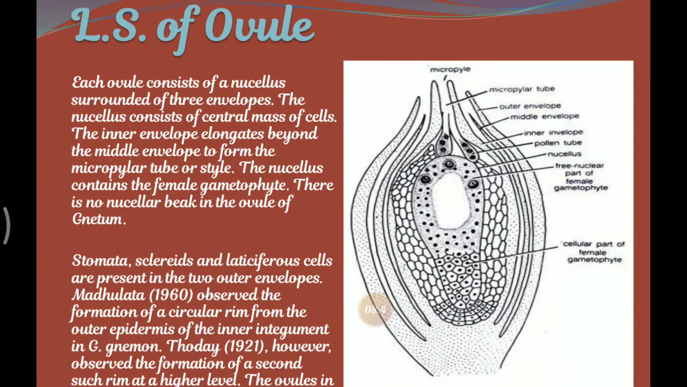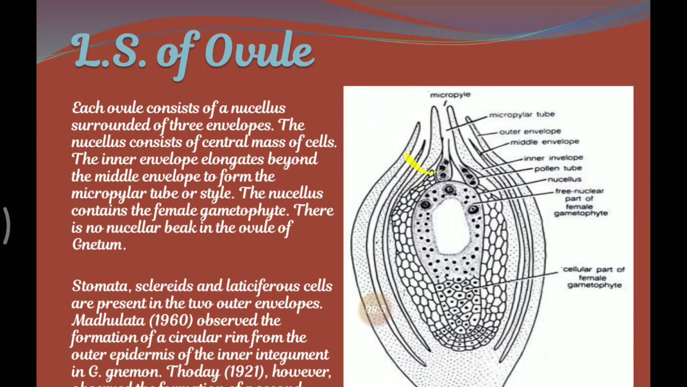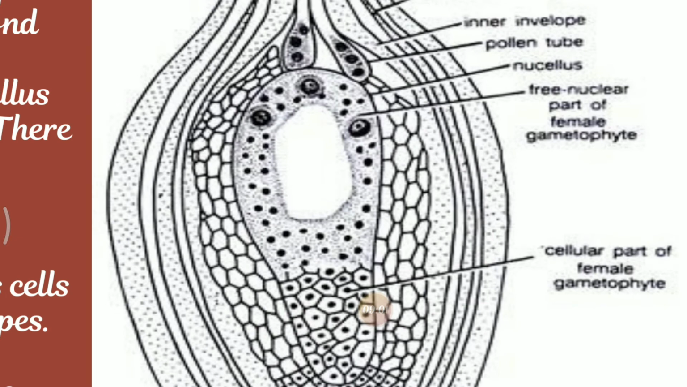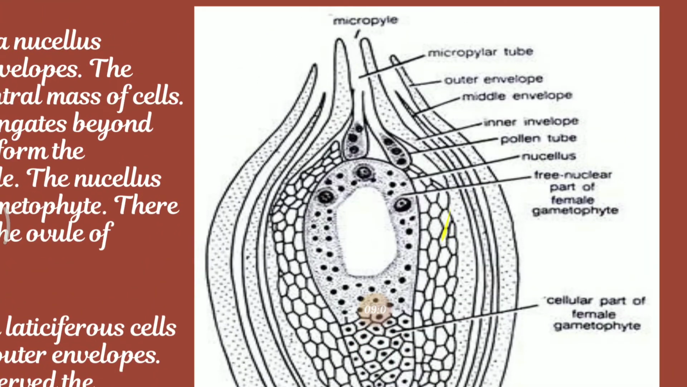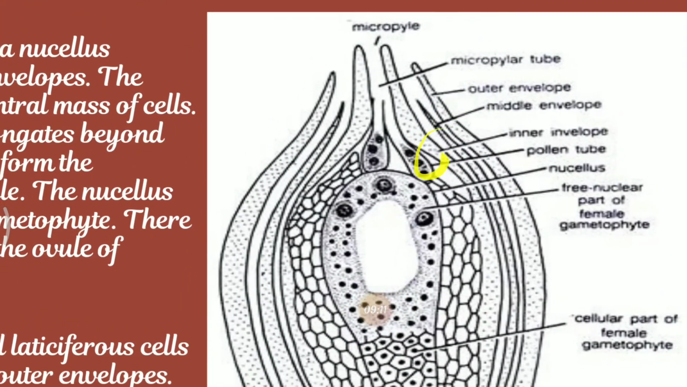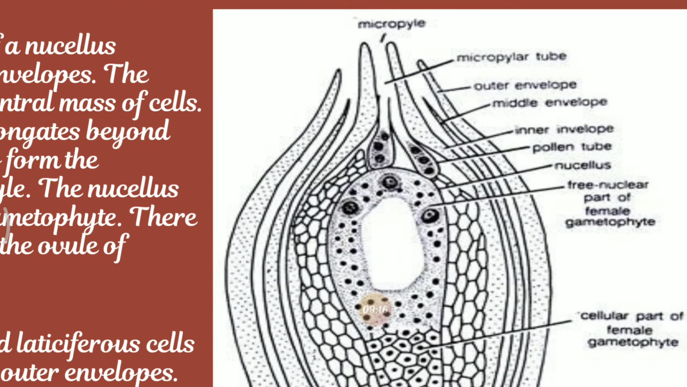Each ovule consists of a nucellus surrounded by three envelopes. The nucellus consists of a central mass of cells. The inner envelope elongates beyond the middle envelope to form a micropylar tube or style. So this is how the particular ovule can be seen. Here is the cellular part of the female gametophyte. In later stages, as development takes place, we can see the elaborated cells here. So this is the pollen tube, where the pollen enters from the micropyle, the outer opening of the ovule. So this is about the LS of the ovule.